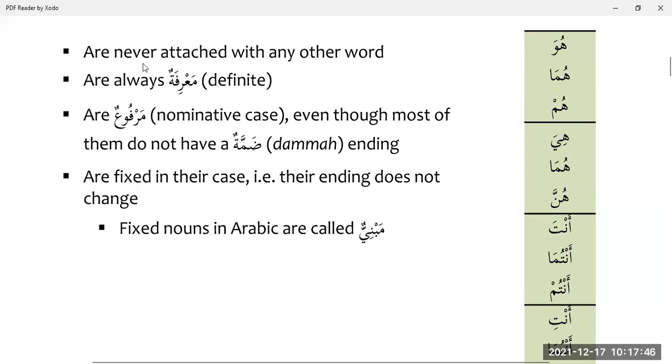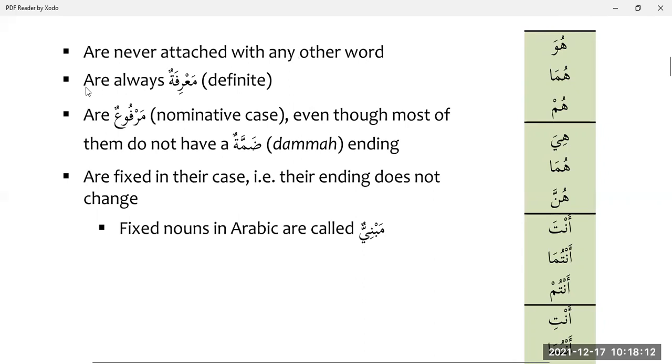Detached pronouns are never attached with any other word. We will always write them as separate pronouns. That's why we call them separate pronouns. They are never attached with any other word. Huwa, we will always write huwa. We will not attach it with any other word.